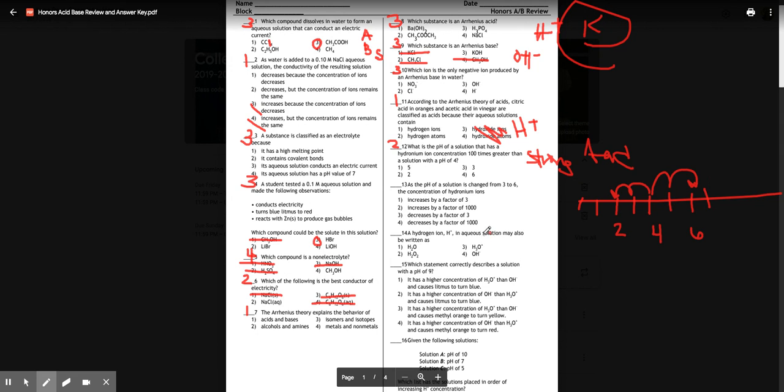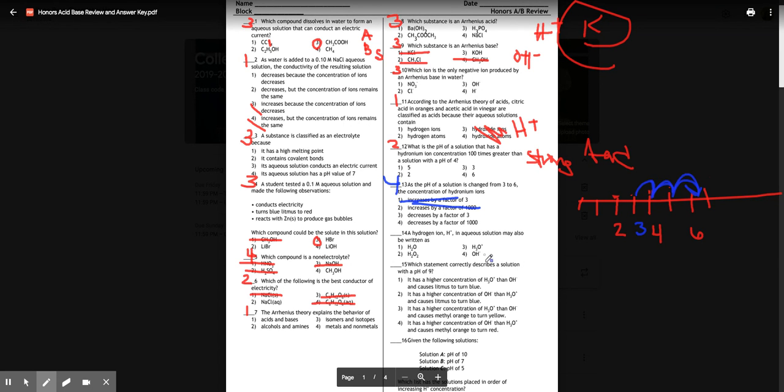As the pH of a solution changes from 3 to 6, what happens to the hydronium ion? So remember, hydronium is H2O, water, plus an H+. So that's acid. So if you're going from 3 to 6, this is going to be less acidic. So you're going to have less acid, decrease. But what are you decreasing by? A factor of 3 or a factor of 1,000? So look, this is 1, 2, 3 jumps. Don't be confused and say, oh, it's 3. Remember, each jump is worth 10. So that's 10, 100, 1,000.